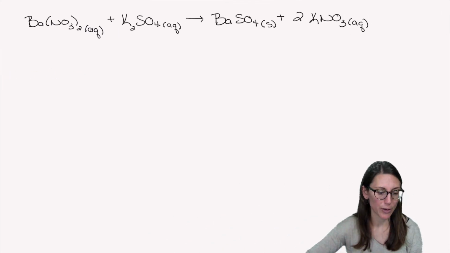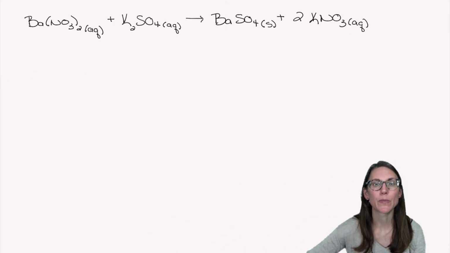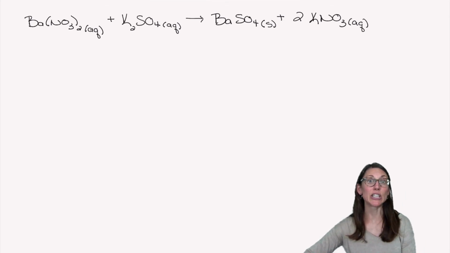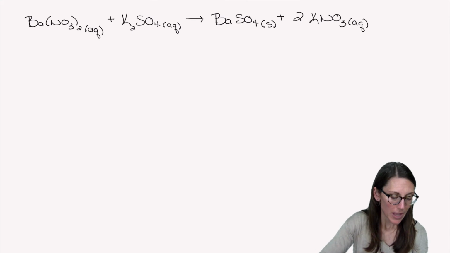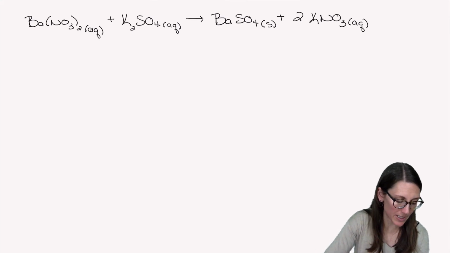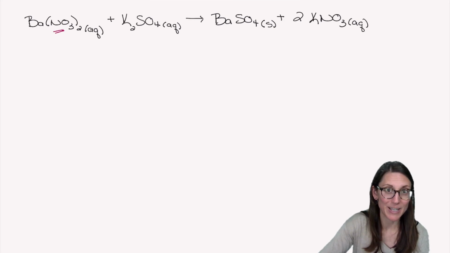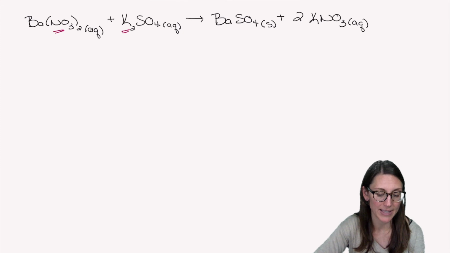Let's do one together. Okay, here's my equation. First thing I need to do is I need to figure out what's going to dissociate. What's going to be a strong electrolyte? Barium nitrate, yep, this guy's going to dissociate right here because of the nitrate ions. Potassium sulfate, yep, this guy's going to dissociate. It has a group 1 cation potassium in it.